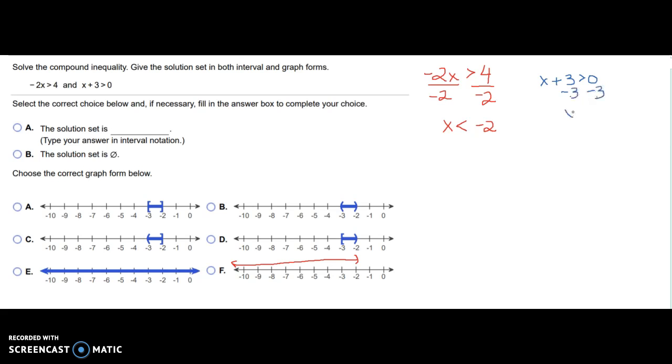So when you subtract 3, you get negative 3. You don't have to change the sign, and you get x is greater than negative 3. So I'm going to come down to this same plot, and here's negative 3. Greater than is to the right with an arrow to the right.